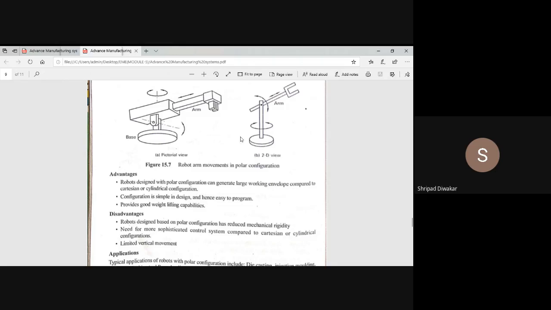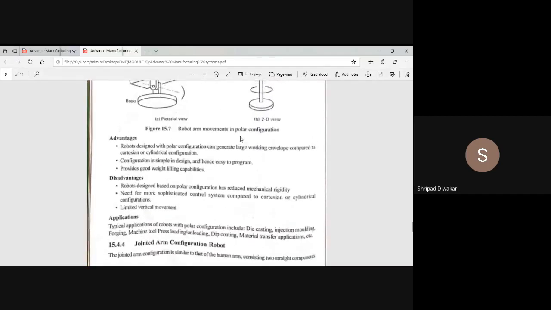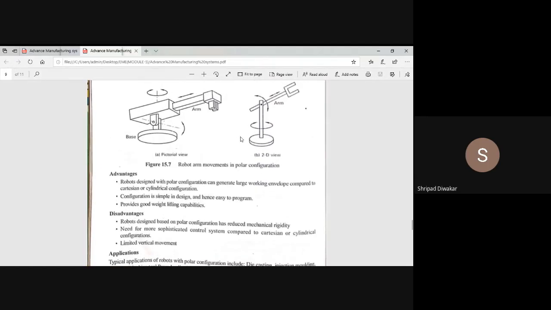One is easy to program, next easy to design. Next, it provides a larger working area as compared to the Cartesian or cylindrical configuration. These are the advantages. Disadvantages are, once again, because of the rotation, the rigidity is less in the case of a polar configuration system as compared to Cartesian, because of this movement of the arm. Second, it requires a more sophisticated control system as compared to Cartesian or cylindrical configuration.